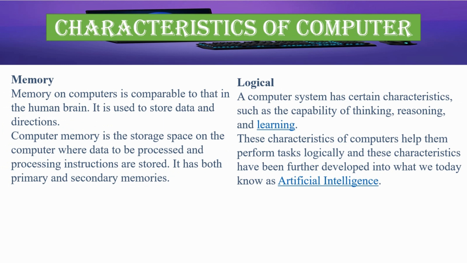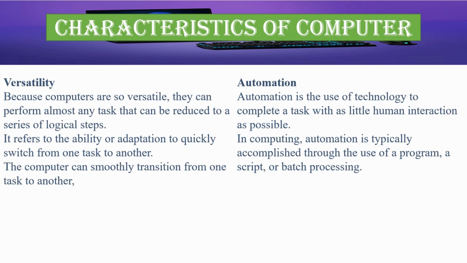Logical. A computer system has certain characteristics such as capability of thinking, reasoning, and learning. These characteristics of computers help them perform tasks logically, and these characteristics have been further developed into what we today know as artificial intelligence (AI).